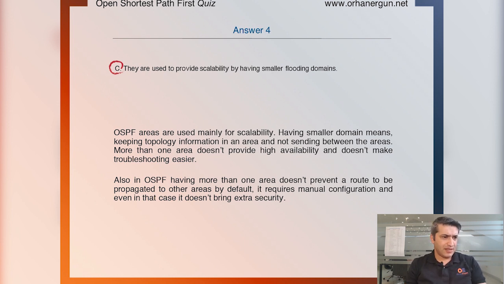What does option D say? Since topology information is not shared between OSPF areas, they provide better security. No, this is done for scalability. This is done to keep less information in a single area, not for security.